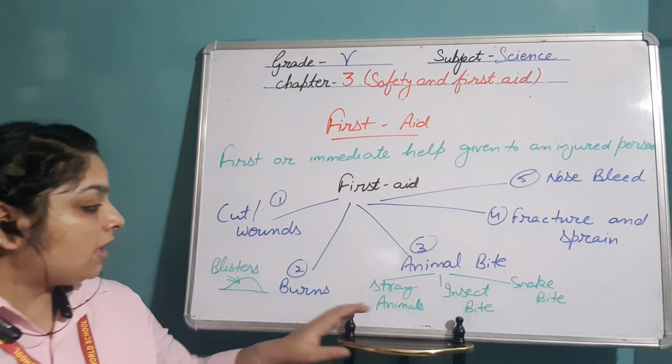Next one is animal bite. I have divided this section into three sections. First of all, animal bite from stray animals, for example, dog, cat, monkeys. When they bite, their saliva contains germs, and those germs can enter into the person's body, and if they are not cured in time, it can result in the disease known as rabies.